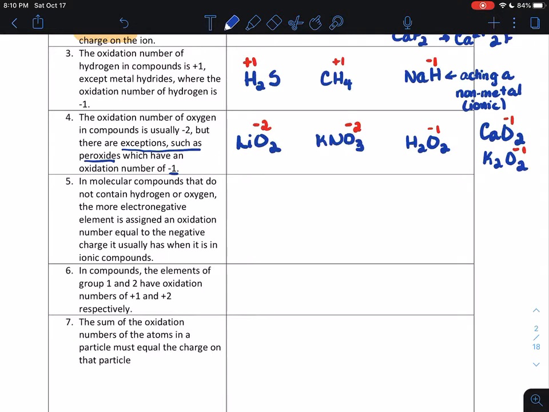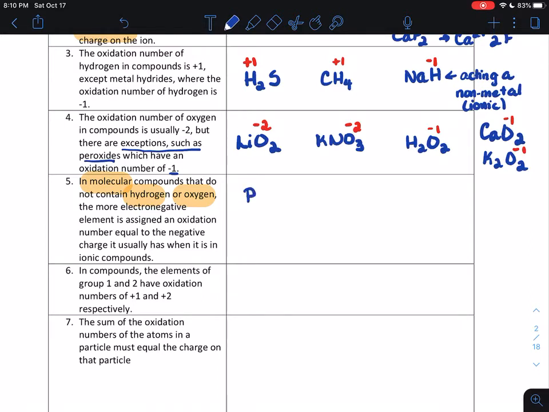All right, so here's where it gets a little bit more interesting. It says, in molecular compounds, again, molecular compounds that do not contain hydrogen or oxygen, because we use hydrogen and oxygen to kind of guide us as to the oxidation number, the more electronegative element is assigned an oxidation number equal to the negative charge it usually has in ionic compounds. Okay, so let's go through examples.